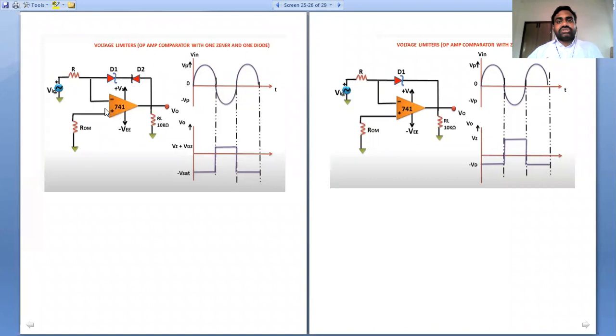Okay, so in the first condition, the input voltage will flow through the input resistance, and next it will pass through the diode. At that condition, we have to limit the voltage swing, and specifically we have to limit the positive output voltage. This has to be done. So here, the diode D2 is operated in a reverse bias condition.